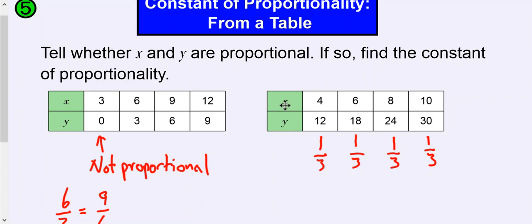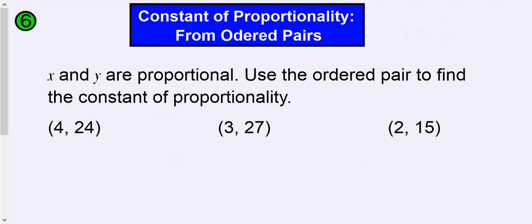Okay, and if the table continued to go, we would end up at 0, 0. So this is proportional. And it's proportional because each one of these ordered pairs can reduce to the same ratio.